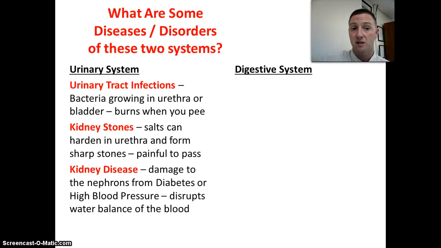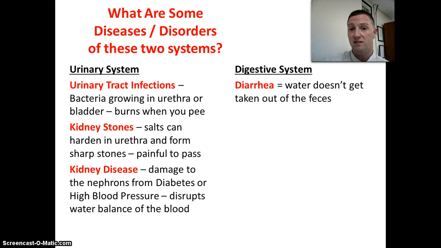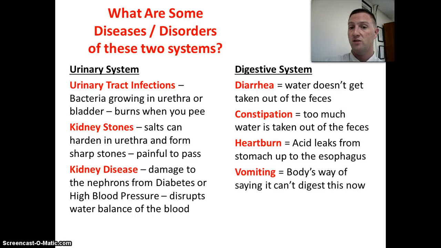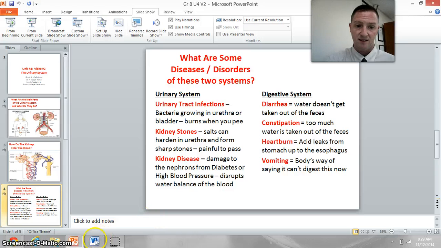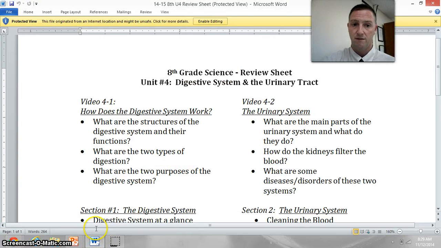Then we talked about three diseases or disorders of the urinary tract system: bacterial infections, kidney stones, kidney disease. We talked about four disorders of the digestive system: diarrhea, constipation, heartburn, and vomiting. All right, so that is our two videos. First video, second video.